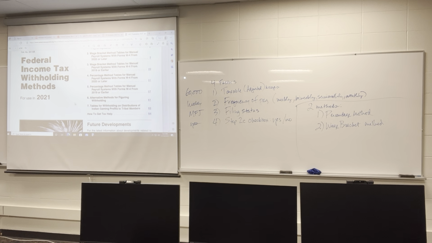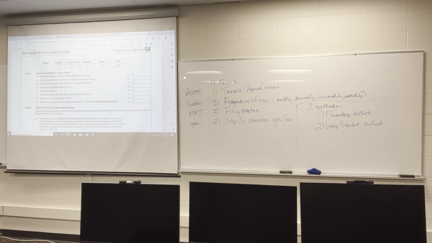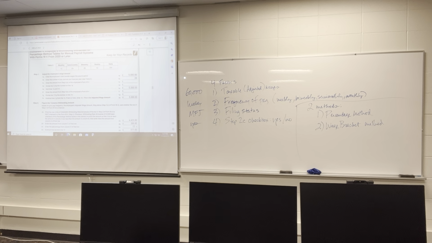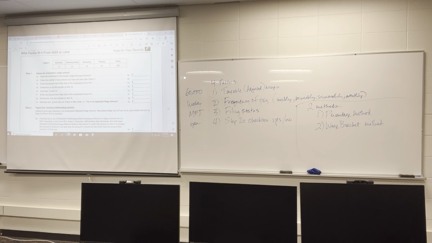publication, just make sure you got the 2021. I might have this in Blackboard. So percentage method tables for manual payroll system form W4 from 2020 or later. And right here in that publication, which is the same as percentage method tables for manual payroll systems with forms W4 from 2020 or later. So they just pulled that out.